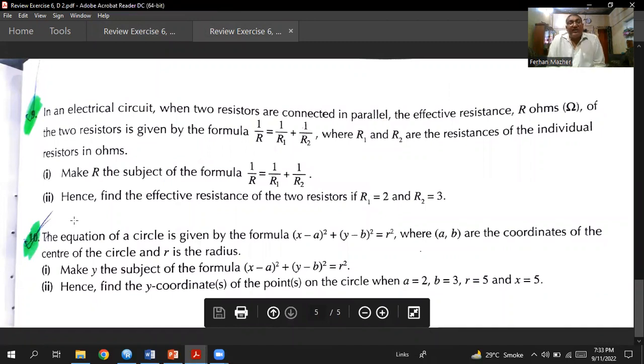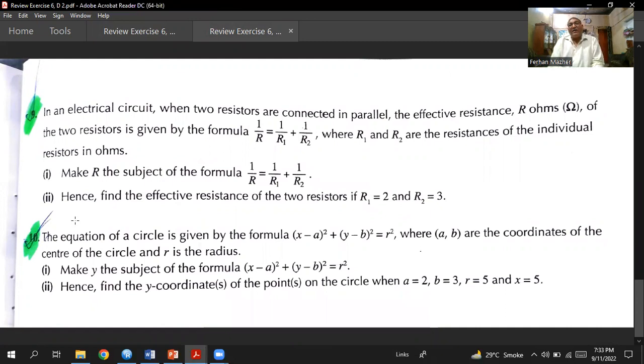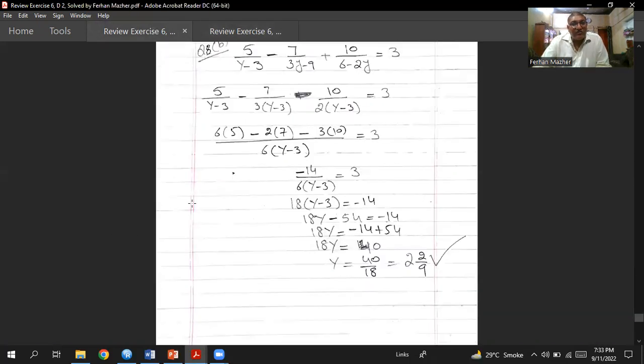He says, in an electric circuit, when two resistors are connected in parallel, the effective resistance R in ohms of the two resistors is given by the formula 1 by R equals 1 by R1 plus 1 by R2, where R1 and R2 are the resistances of the individual resistors in ohms. Make capital R the subject of the formula. Okay, so let me show you question number 9.